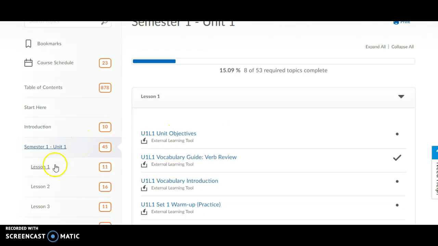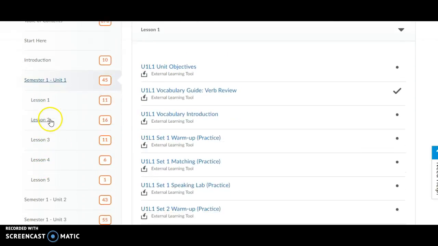Each unit has 5 lessons: 1, 2, 3, 4, 5. Pretty much one for each day of the week: Monday, Tuesday, Wednesday, Thursday, Friday. That's how it will probably always be unless we have a day off or when we're on vacation.